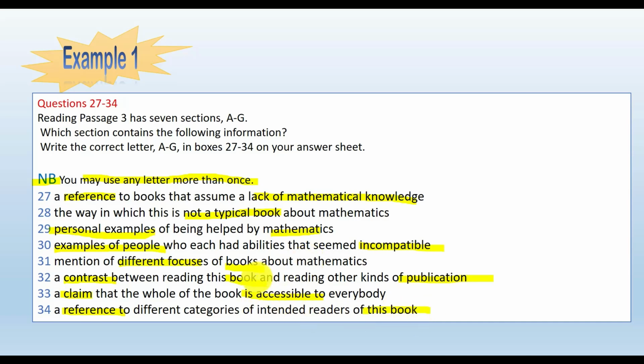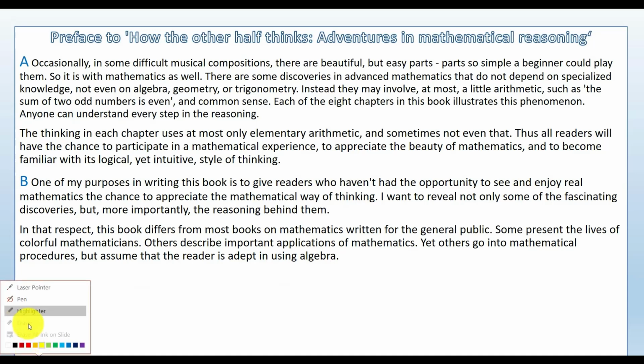Okay, now we read our questions from 27 to 34, and we highlighted our keywords and the signals. Then the first thing we need to do is just start reading the paragraphs. But please be careful that you don't read by your lips. You need to just look at them, read with your eyes and skim them, okay?